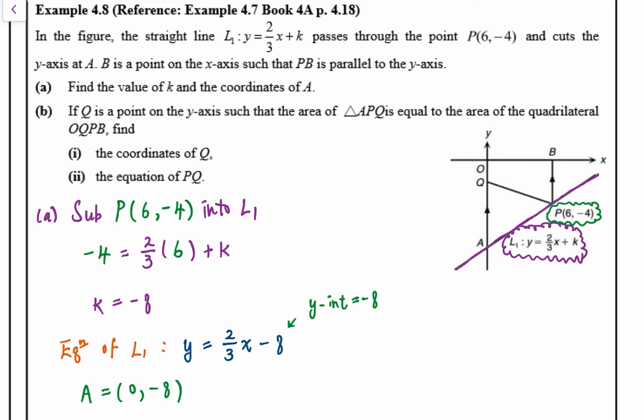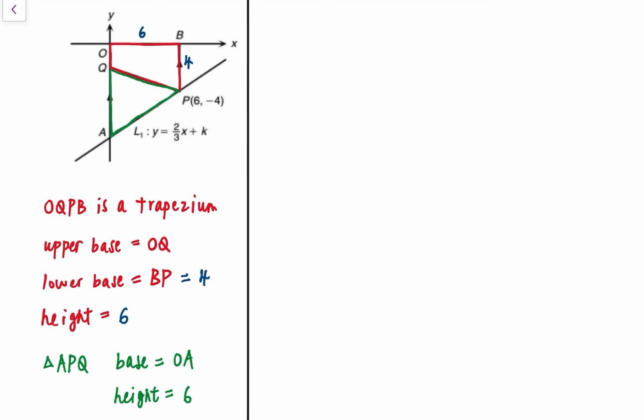If Q is a point on the y-axis such that the area of triangle APQ is equal to the area of the quadrilateral OQPB, find in part 1 the coordinates of Q. Note that OQPB is a trapezium. The upper base of the trapezium is OQ. The lower base is BP, which is 4 units, and the height of the trapezium is 6. You can refer to the diagram.